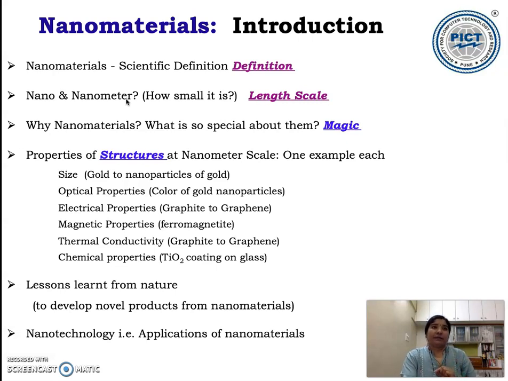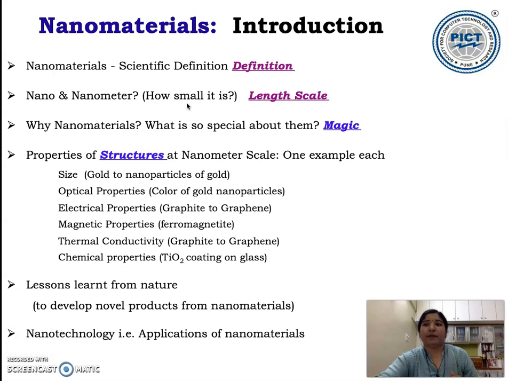So the question that comes to my mind is, why nanomaterial? What is so special about them? Is it something magic? Yes, there is a magic. We will go for that magic. But before that, let me talk about nanomaterials and their application as nanotechnology. The use of nanomaterials for some devices or applications is far from being new.